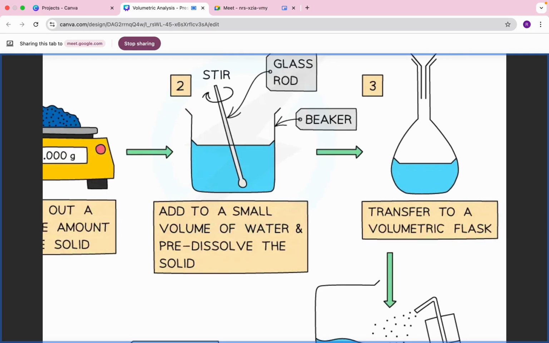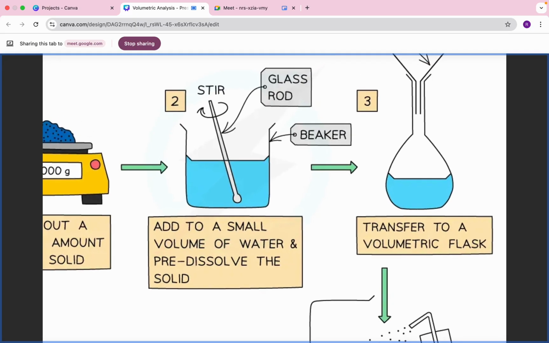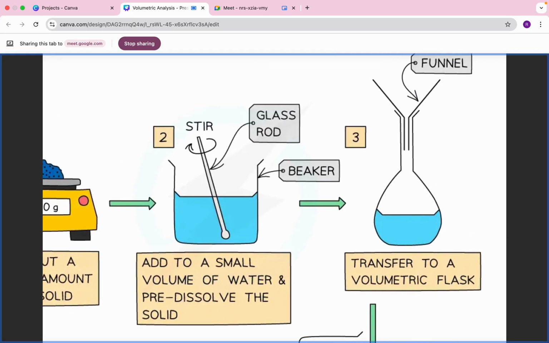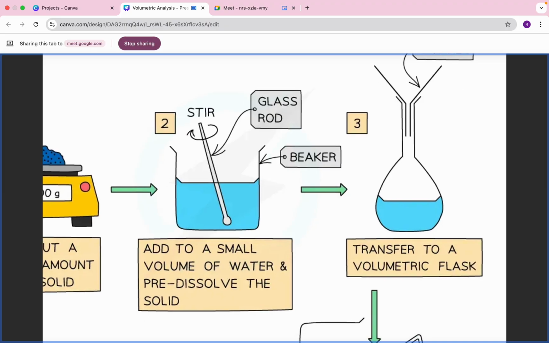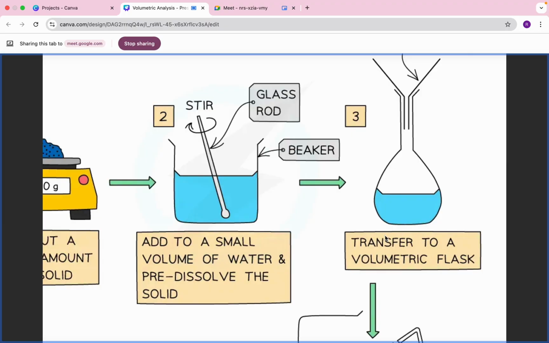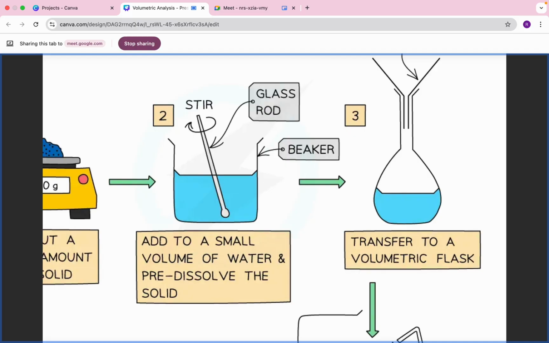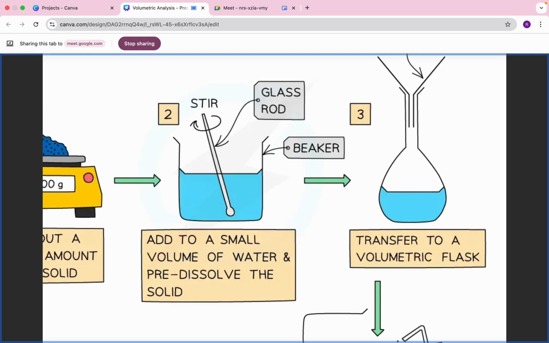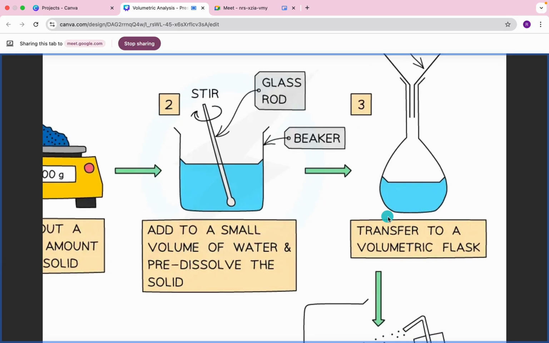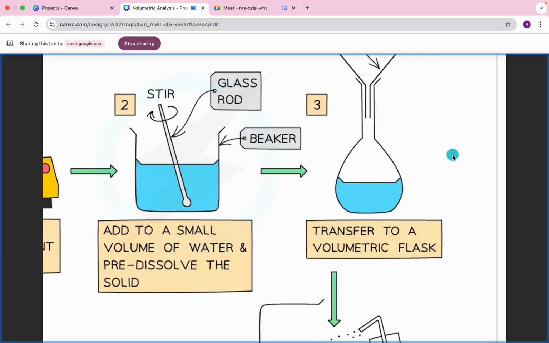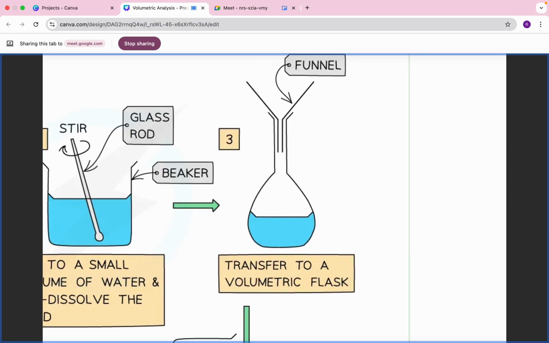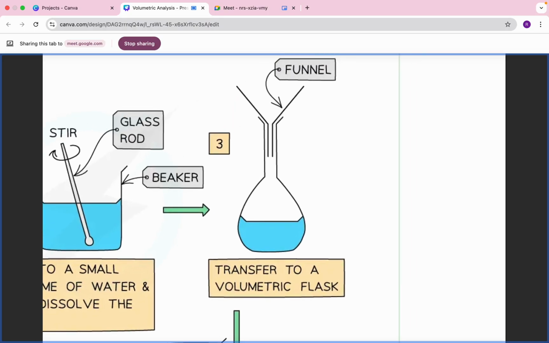Take note, you need to use deionized water because in titration, the presence of contaminants and carbon dioxide in your water can affect the quantities in your calculation. So it can affect the concentration value of your solution. That's why we use deionized water in analytical methods. After you dissolve it, you transfer it to a volumetric flask.